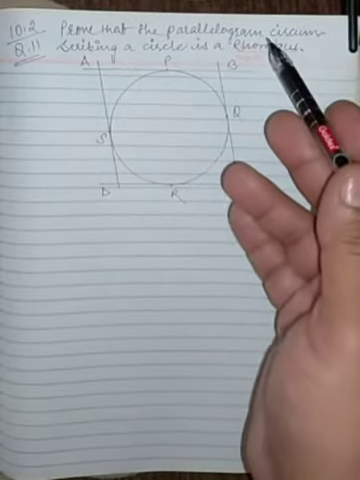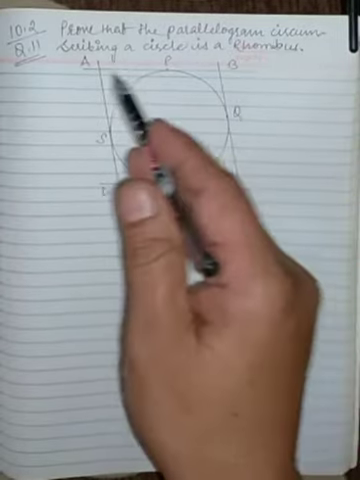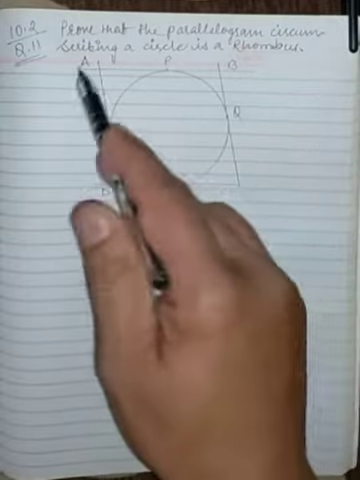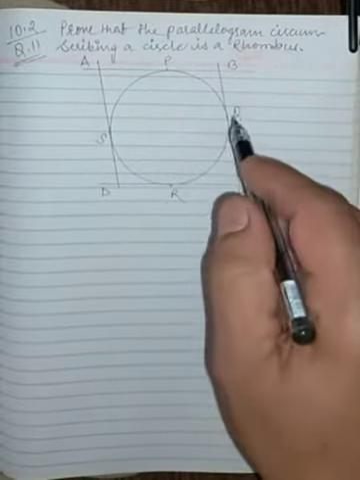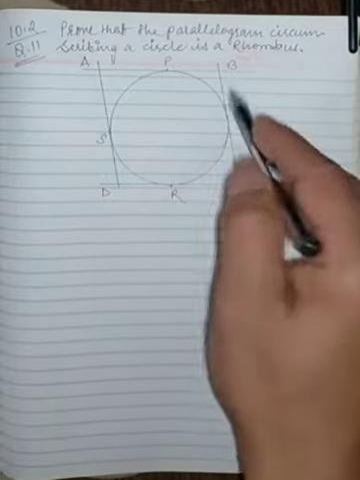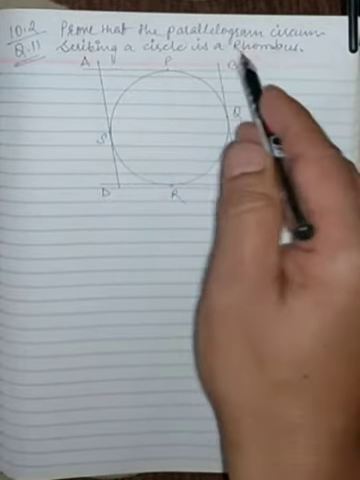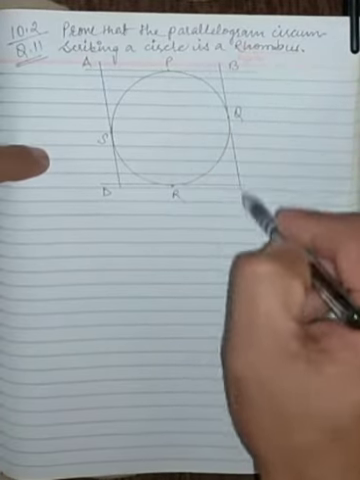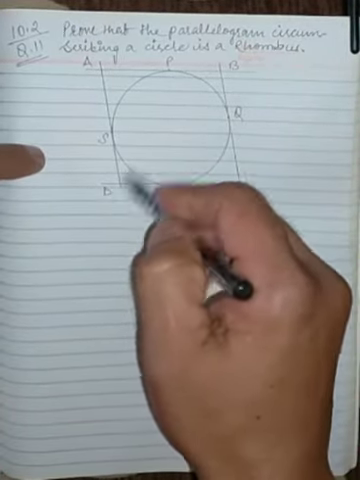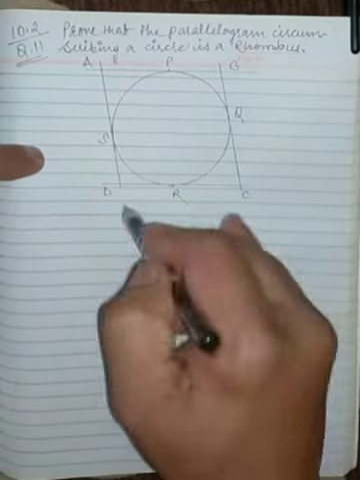In this question, the figure is not given, so the labeling you can do according to your choice. You can take any labeling. So we have to prove that this ABCD, which we have considered as a parallelogram, is a rhombus. To prove that this ABCD is a rhombus, it will be sufficient to prove that all four sides are equal.